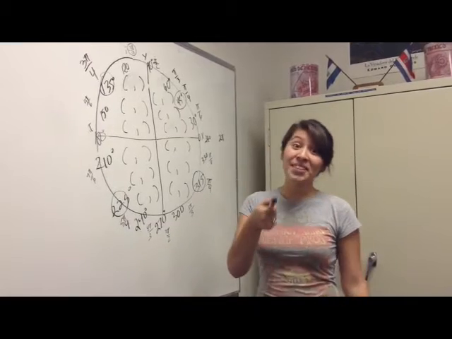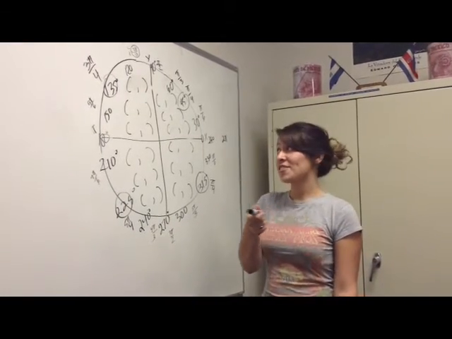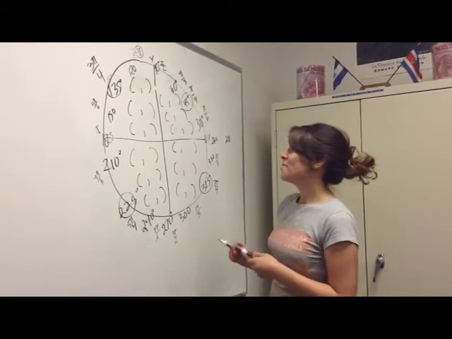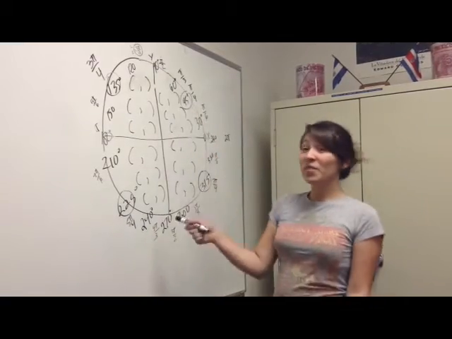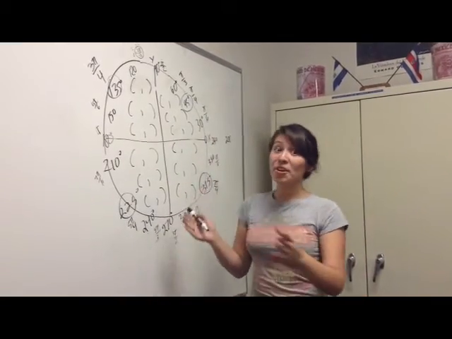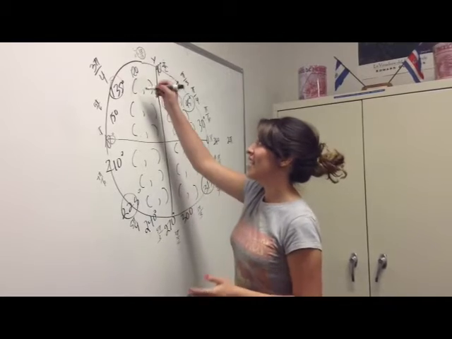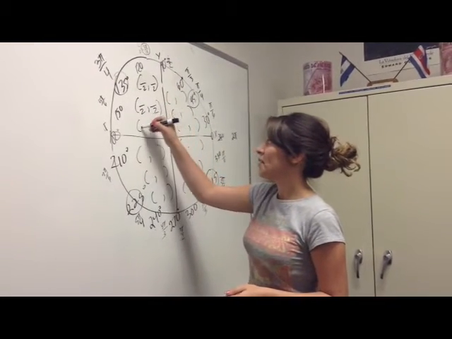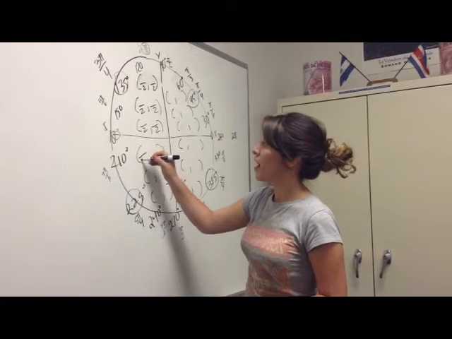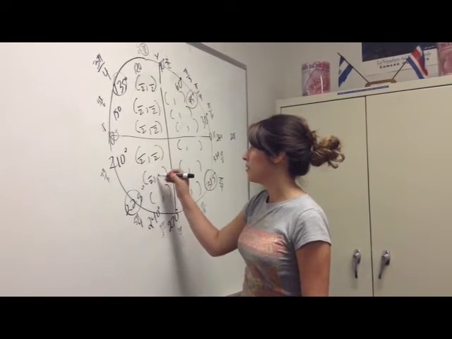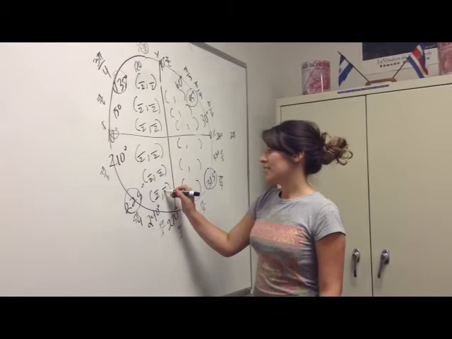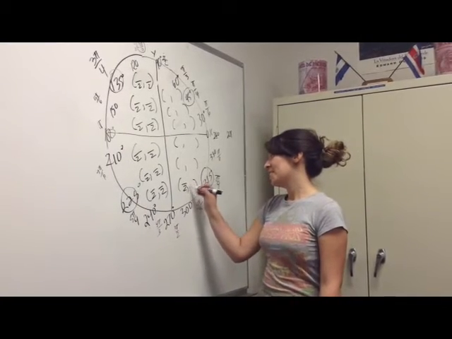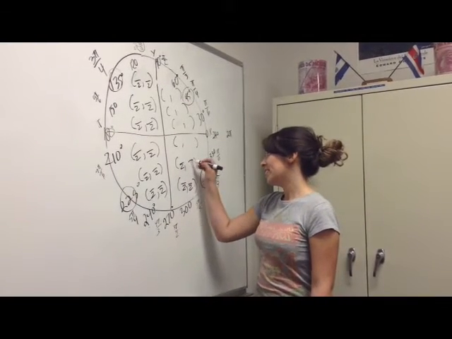Okay, well now we have to remember the coordinates in the unit circle because those are important. All of these are going to be over 2. So we're going to put all of them over 2. We have to find what's on the top though. So that should be easy.